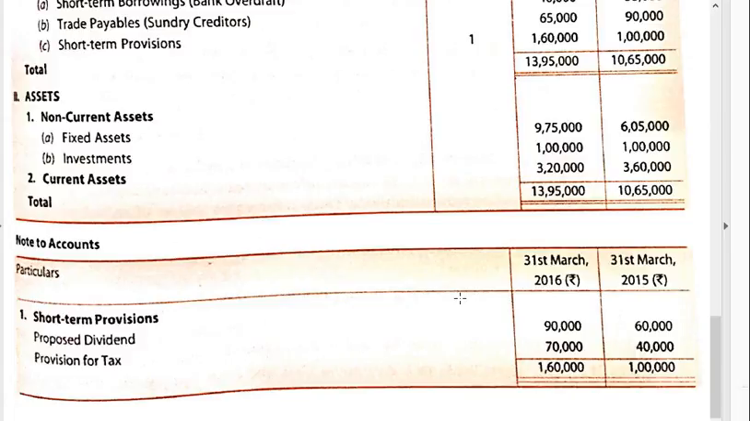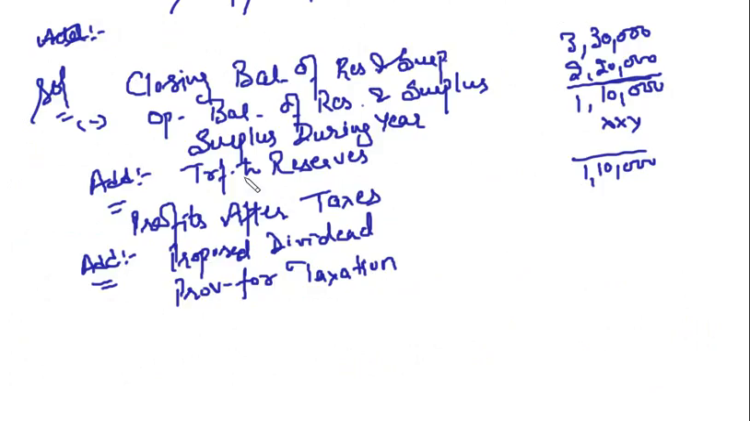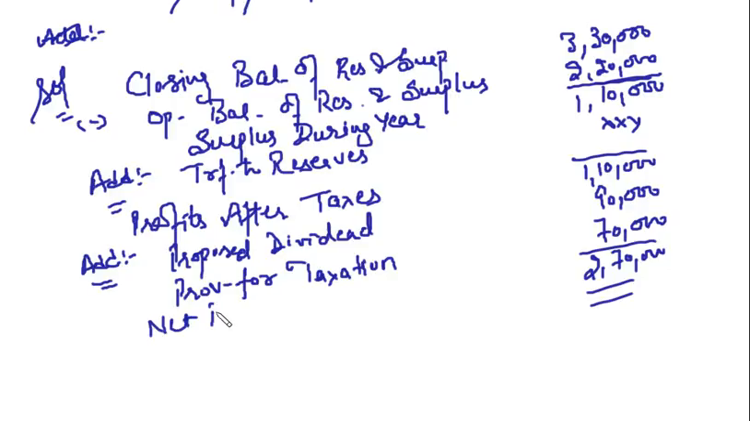So for the current year, we have created a provision of 90,000 and a provision of tax for 70,000. So what is the amount that will be added? This will be the proposed dividend of 90,000 and provision of taxation for 70,000, right? So this total comes to 2,70,000. This is our net profit before, we do not have any extraordinary items here, right?